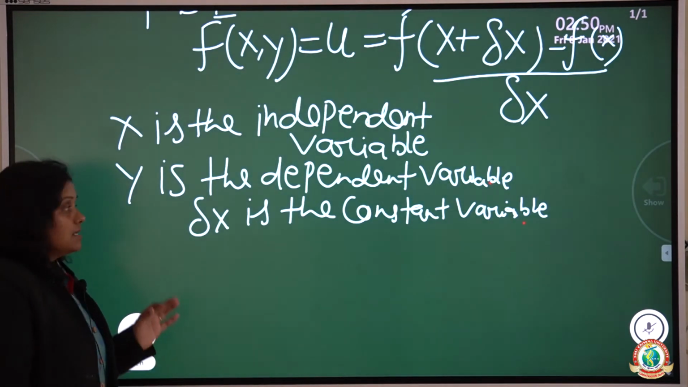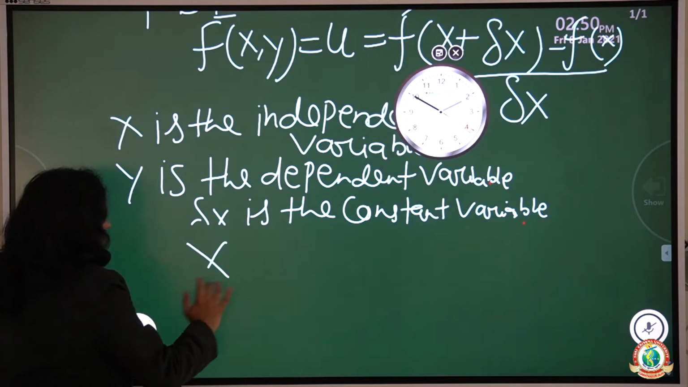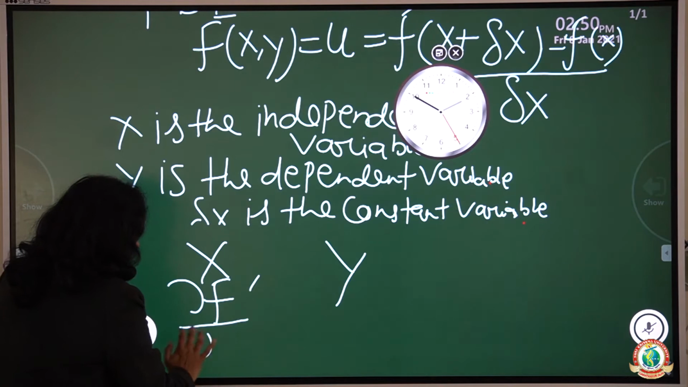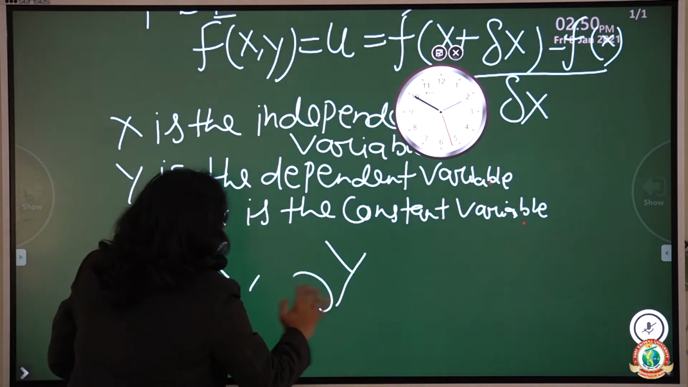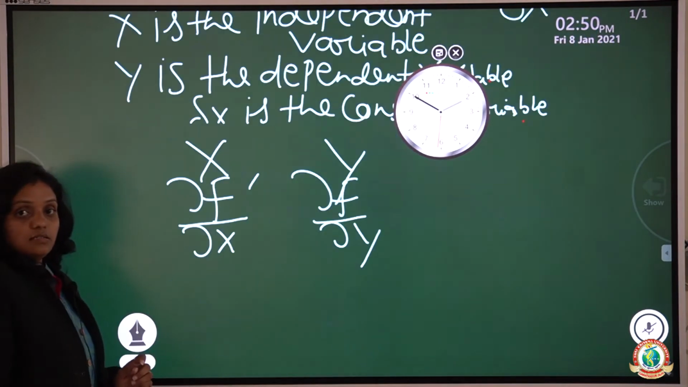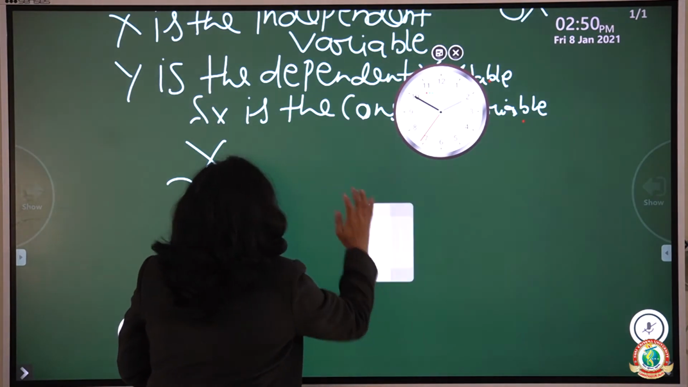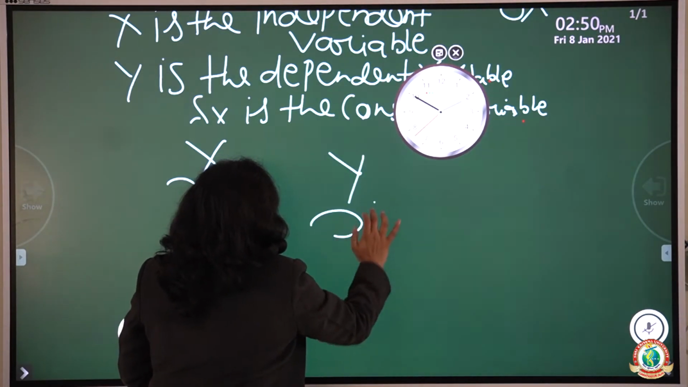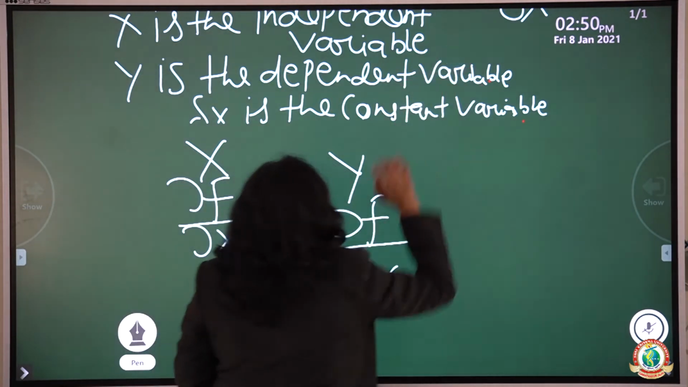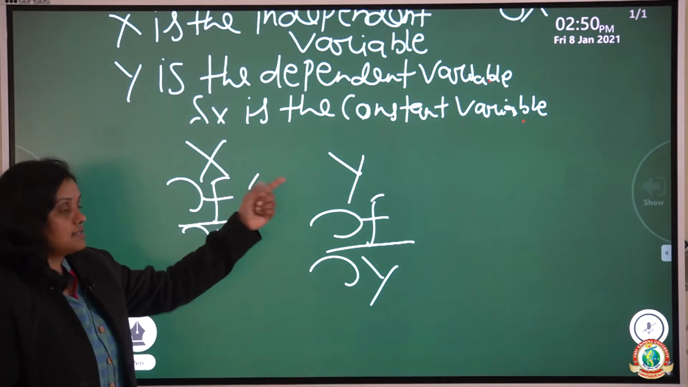Now, we discuss the derivatives with respect to x and y: del f by del x and del f by del y. This is the partial differentiation with respect to x and y.